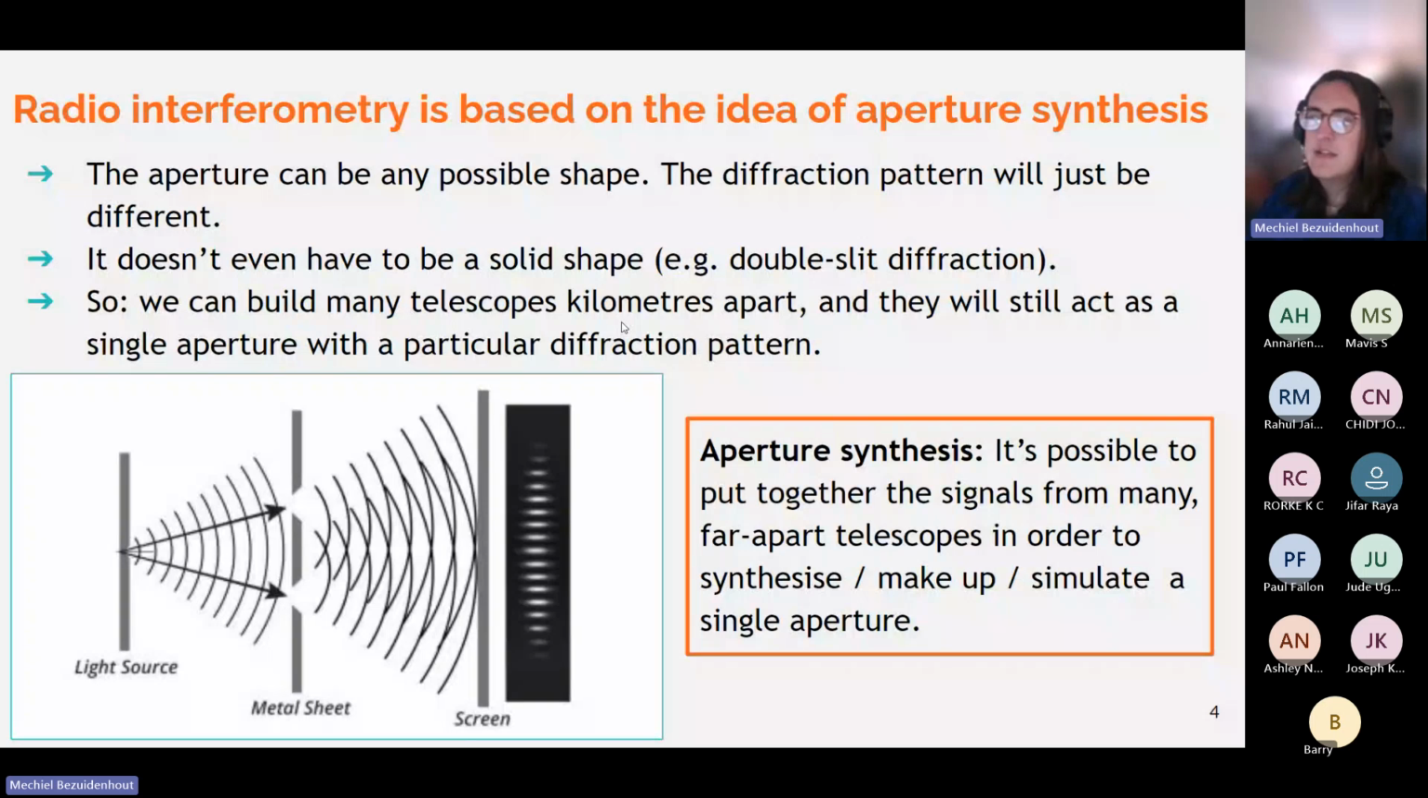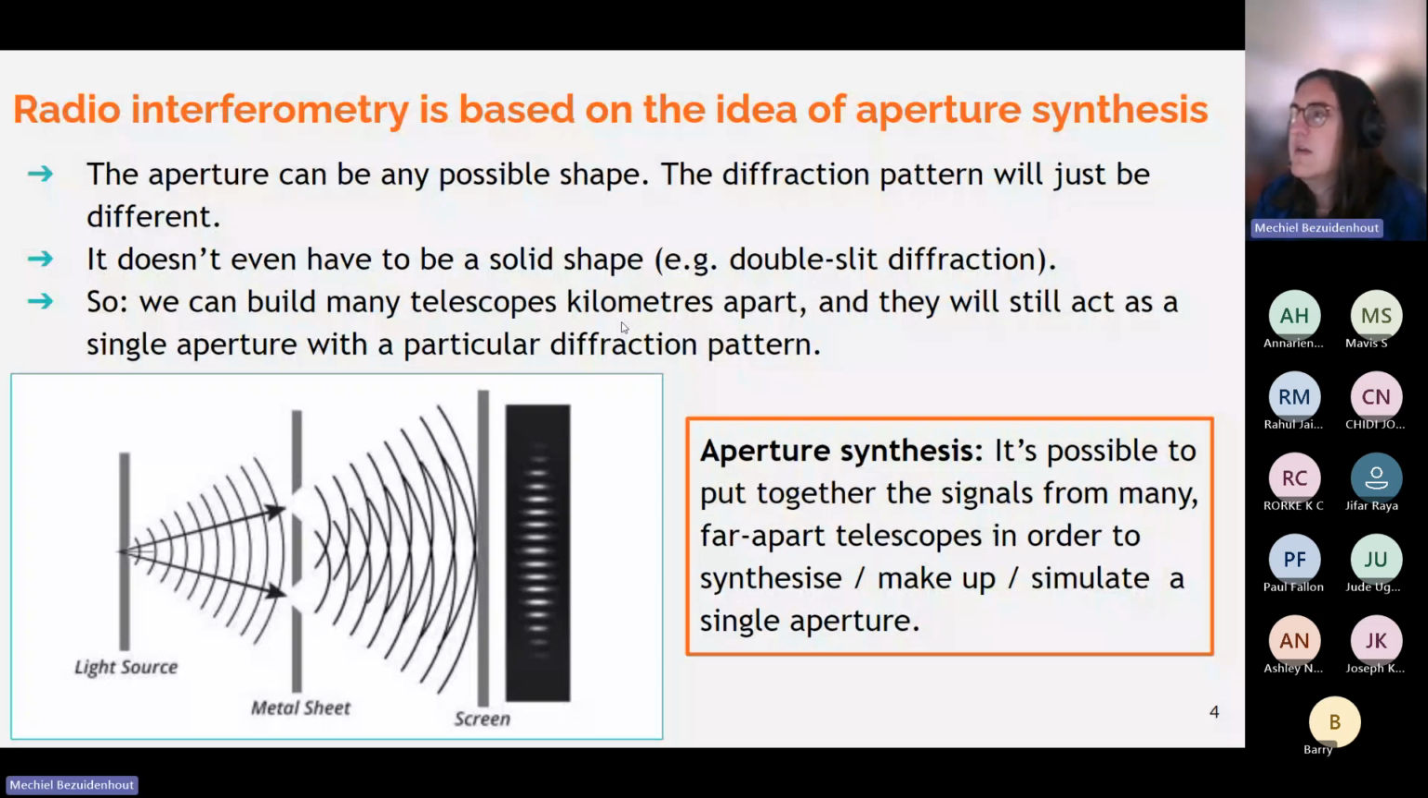If we extend this concept to its logical endpoint, what if we build many telescopes kilometers apart, and light is incident on all of them at the same time? Then they will still act as a single aperture with a particular diffraction pattern. So the idea of aperture synthesis is that it's possible to put together the signals from many far apart telescopes in order to synthesize, which means to make up or to simulate, a single aperture. So we have a large array of telescopes over many kilometers, but we regard them mathematically as a single aperture with a single beam pattern.